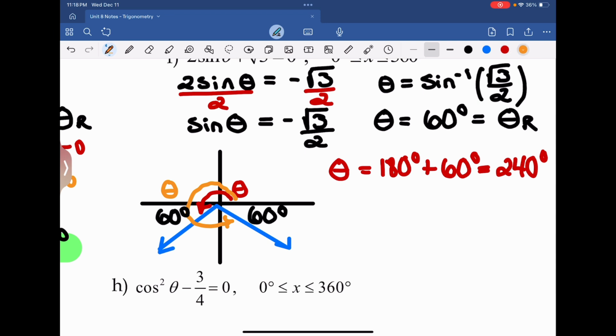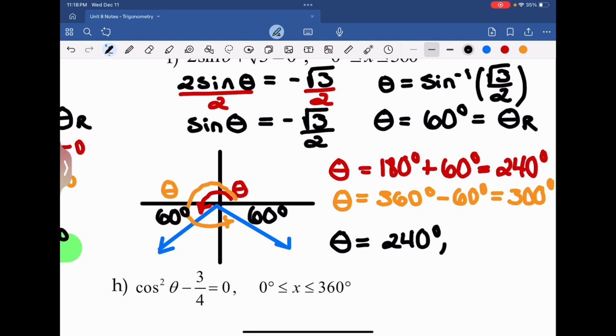Perfect. And then in terms of our orange angle, this one is going to be 360 minus 60 degrees, which is equal to 300 degrees. I'm going to try to write this as neatly as possible because space is limited here. Perfect. So if we summarize our solution below, theta is equal to 240 degrees and 300 degrees.